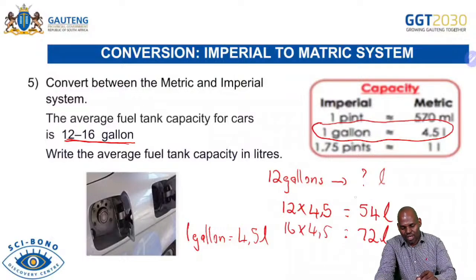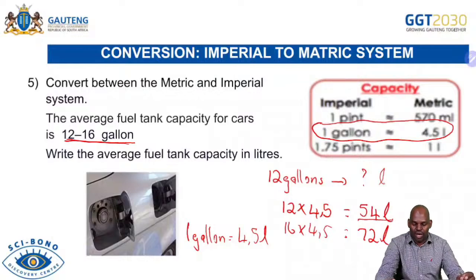But for it to make sense to us, we must convert it to liters. So it means the smallest tank that you can get in American cars is 54 liters, and then the biggest one is 72 liters. But this is how you do the conversion.